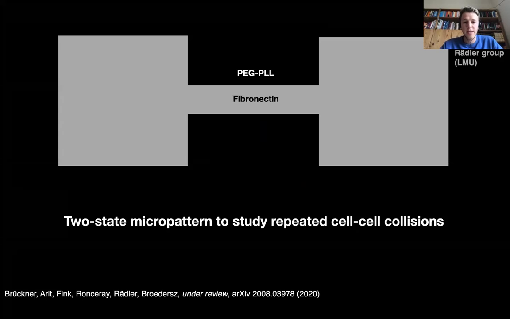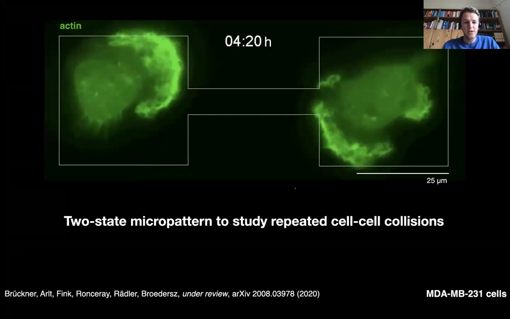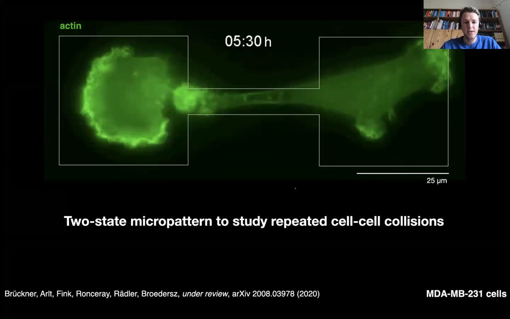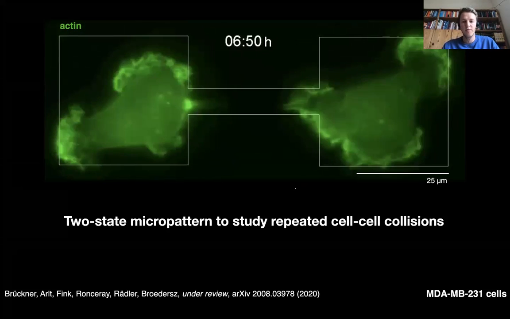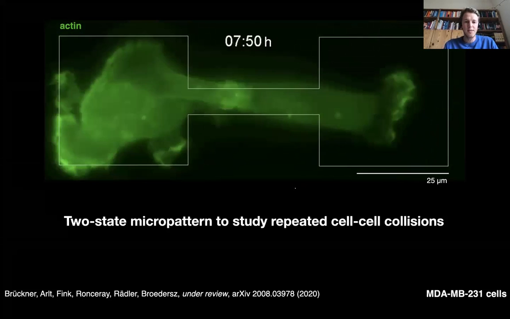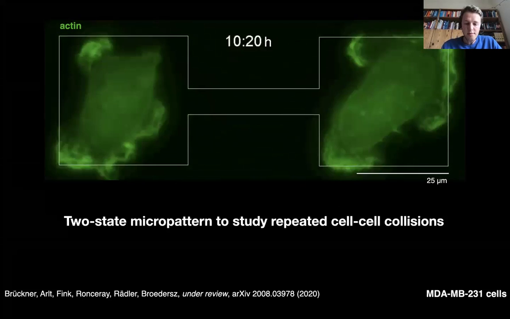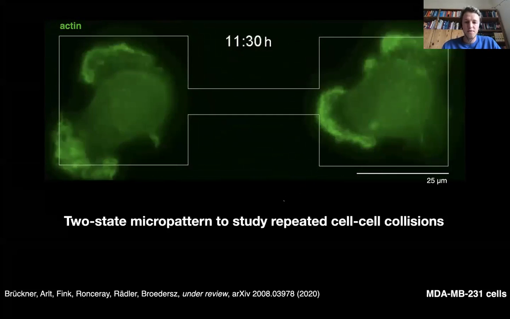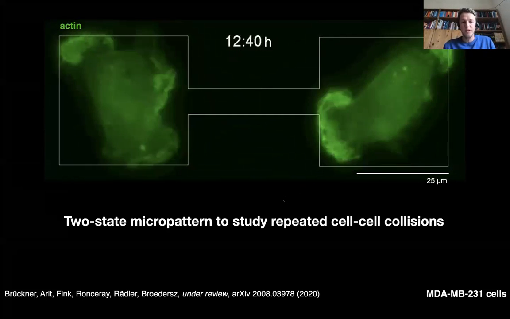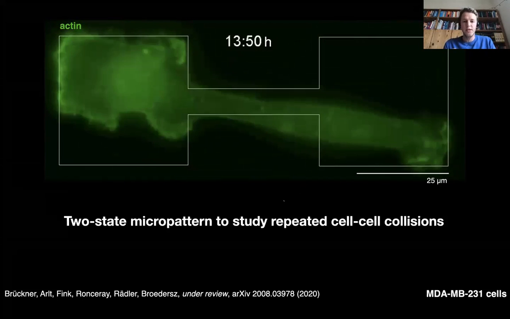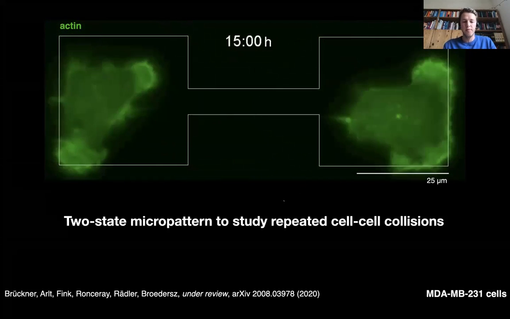The system that we came up with is this two-state micropattern where we have two square adhesive sites connected by a thin bridge. What happens when we put pairs of breast cancer cells into these micropatterns is that they repeatedly collide with one another, and sometimes they even manage to make a transition and actually move past each other. So this system is like a minimal cell collider where we can place cells into this very standardized environment and then watch them collide over and over again.